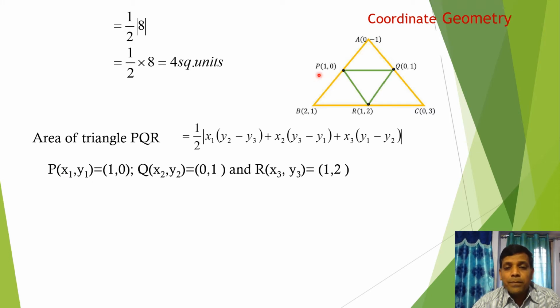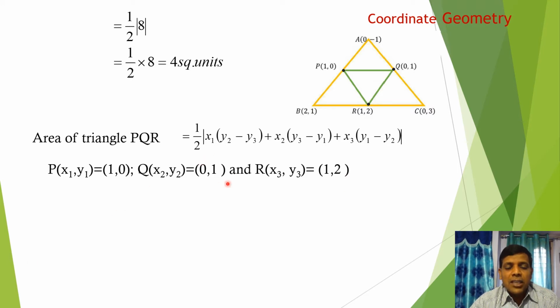Here P (x1, y1) equals (1, 0). And Q (x2, y2) equals (0, 1). And R (x3, y3) equals (1, 2). So x1 equals 1, y1 is equal to 0, x2 is equal to 0, y2 is equal to 1, x3 is equal to 1, and y3 is equal to 2.